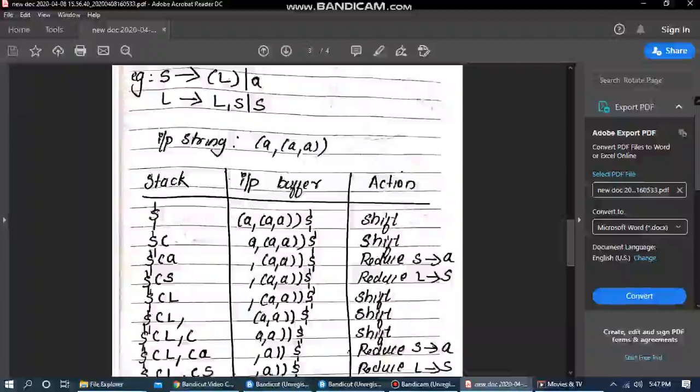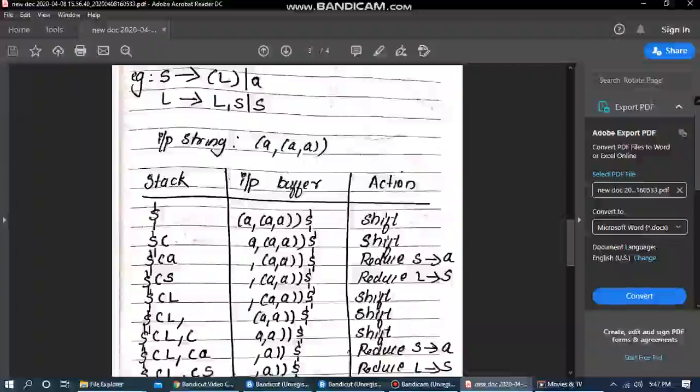So again we look for the stack. One L is there, but it is accompanied with a what? Open bracket and close bracket, and in the second production there L gives L comma S. It is a single production, not L alone. If a production is there on one side, it is given as a single production, not L alone, so we cannot write L.